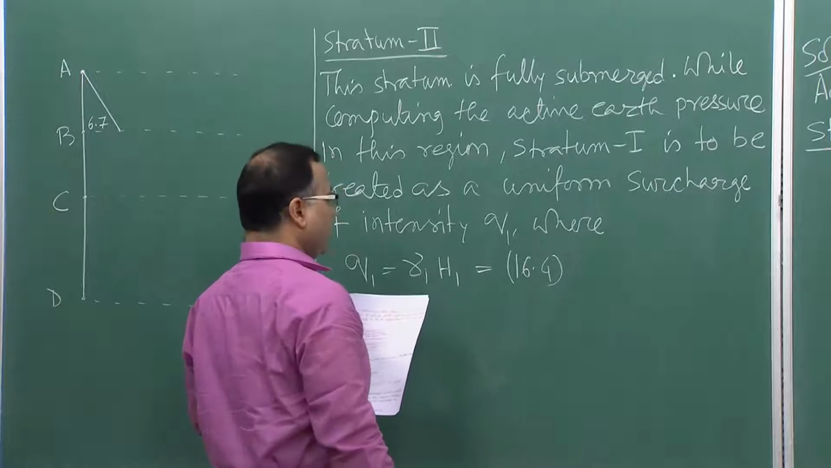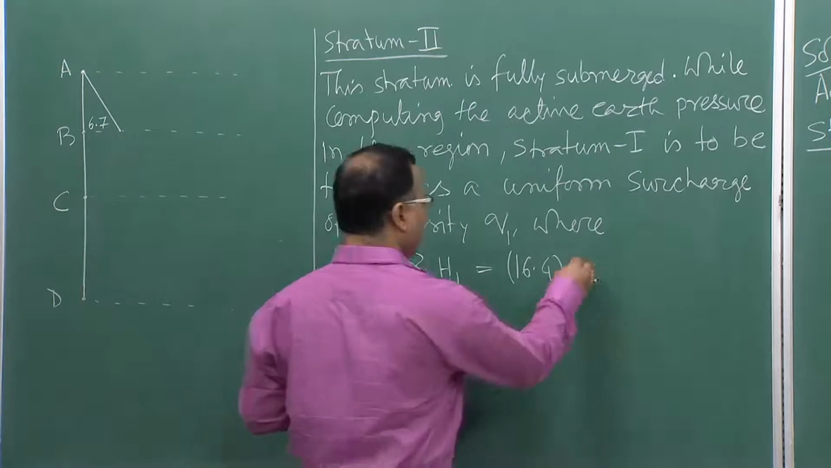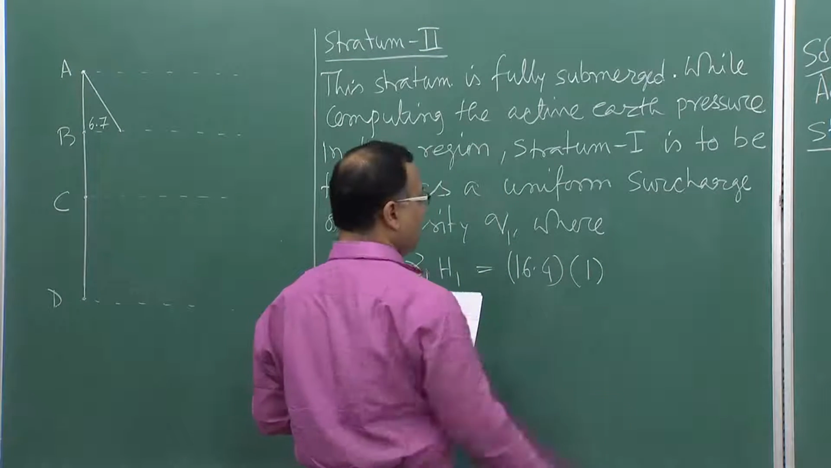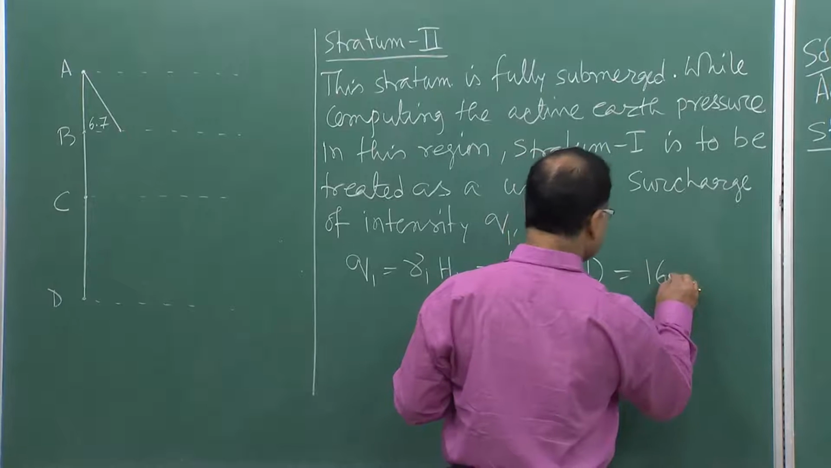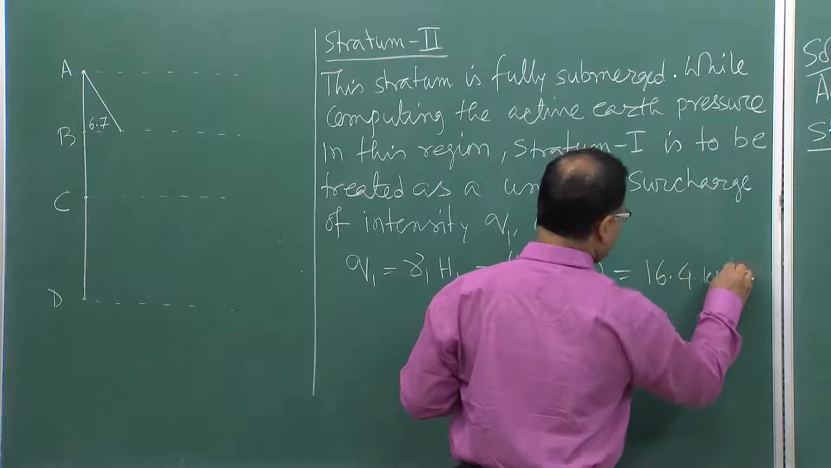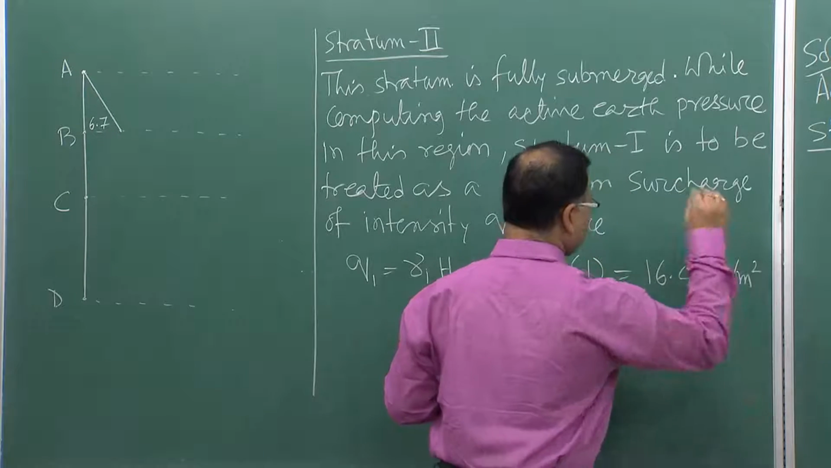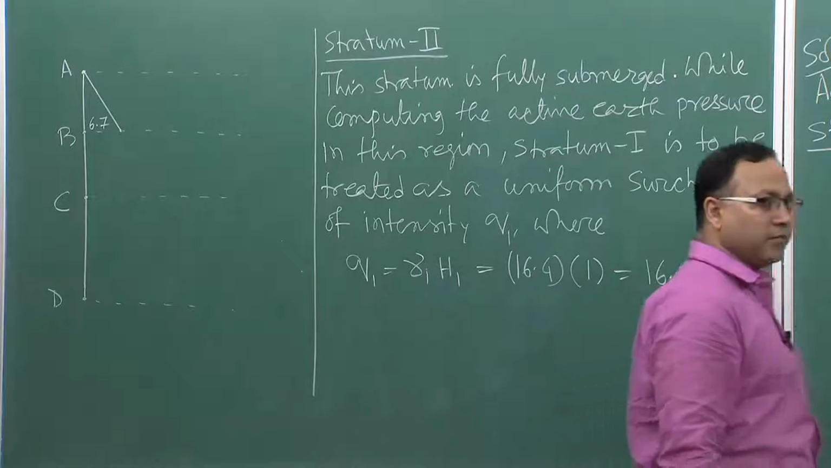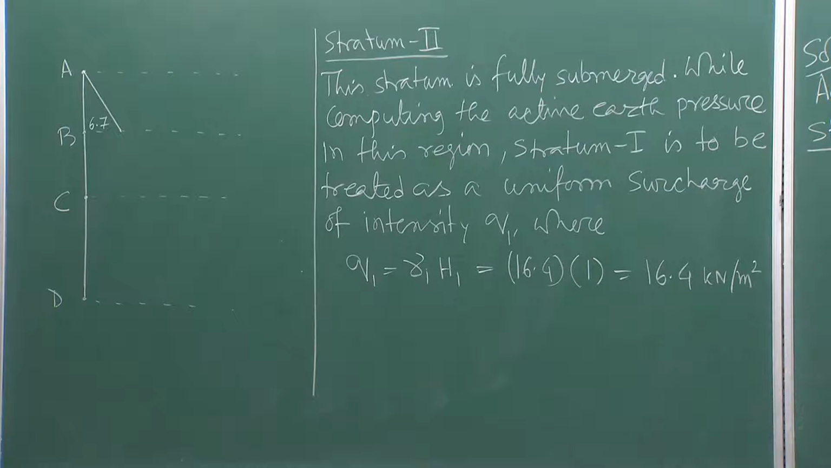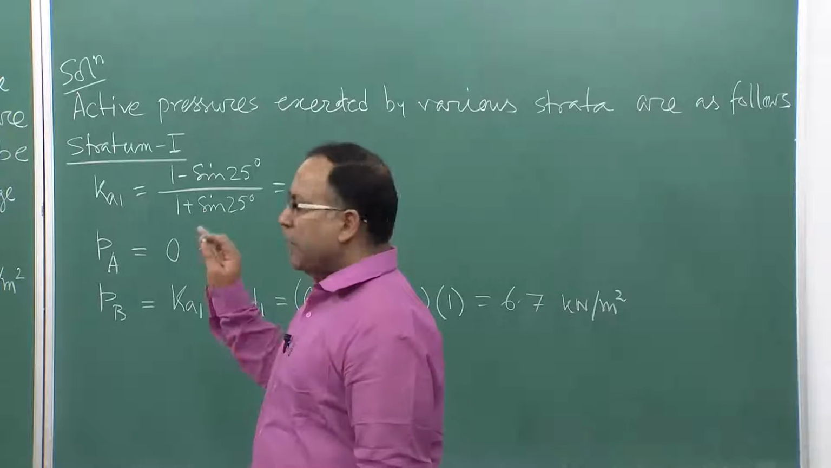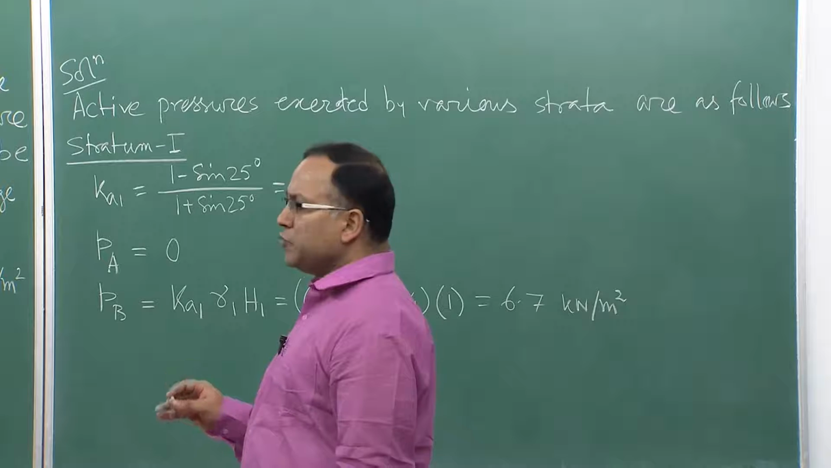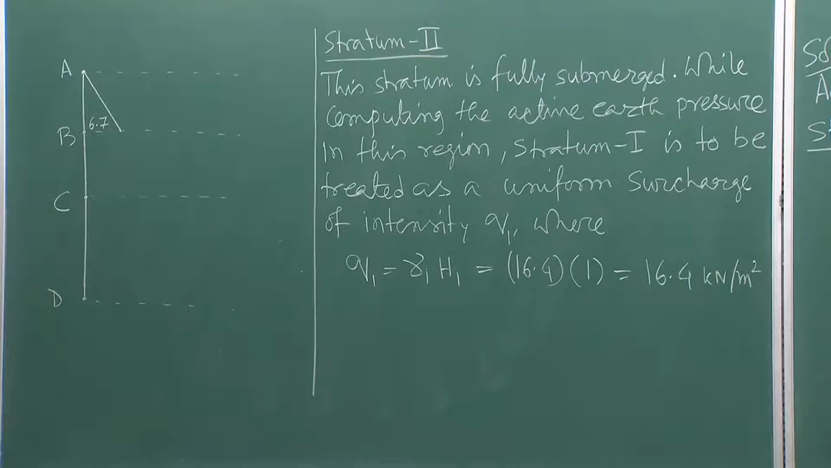is the unit weight of stratum 1, and the depth of stratum 1 is 1. So, it comes as 16.4 kilonewton per meter square. Now, what does it mean? When you are considering stratum 2, the active earth pressure in this region, when you are finding it out, stratum 1 is to be treated as a uniform surcharge of intensity Q.